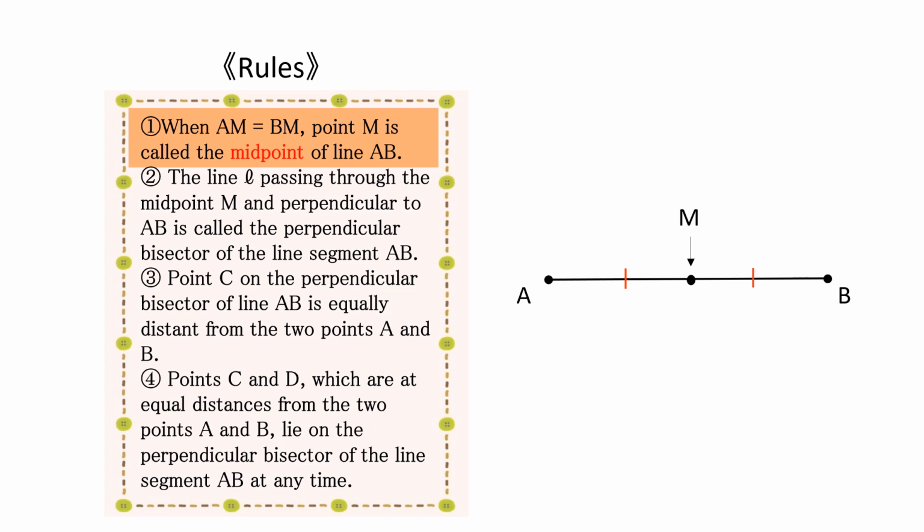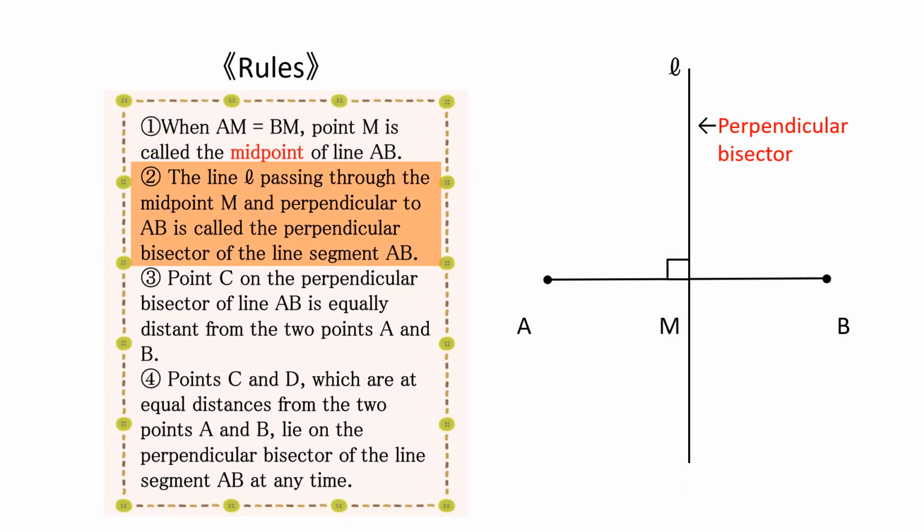First, as shown in the figure on the right, when the lengths of AM and BM are equal, the point M is called the midpoint of the line segment AB. Next, the line L passing through the midpoint M and perpendicular to AB is called the perpendicular bisector of the line segment AB.